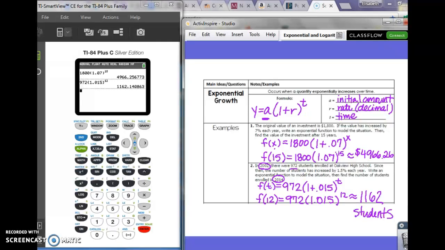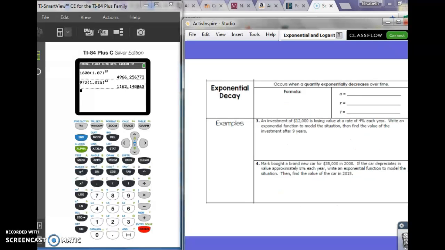The next two examples, instead of talking about exponential growth, talk about exponential decay. And the formula is very similar. Y equals A times 1 minus R to the T power. The only difference being that you're subtracting your rate instead of adding your rate. So that your base will wind up being less than 1 rather than greater than 1, which was the case in the previous two examples. But again, A is your initial or your starting amount.